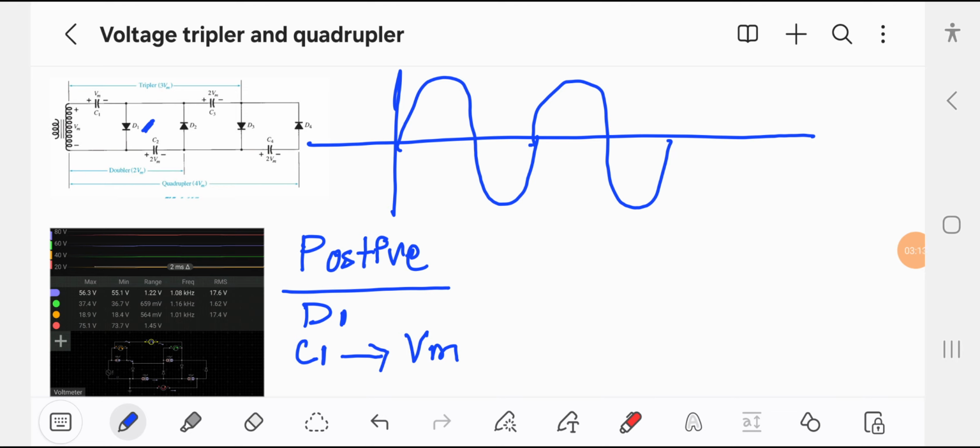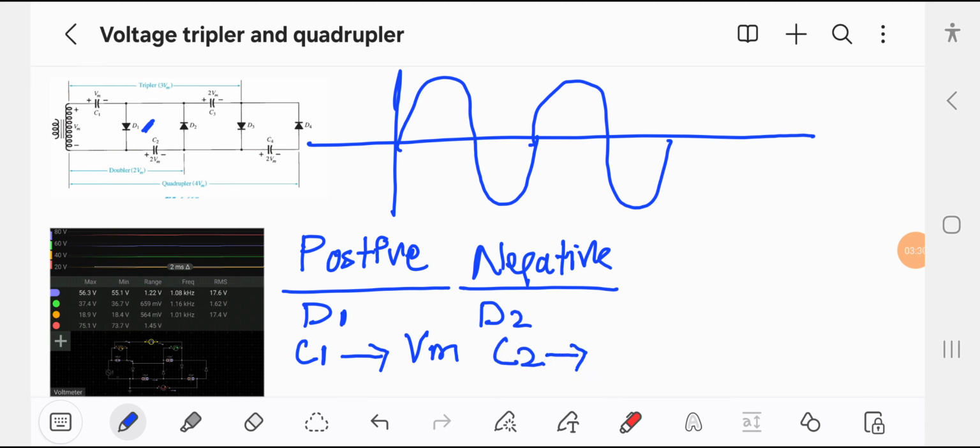During the negative half pulse, D2 will start conducting. So we charge the capacitor C2 up to 2 Vm, 2 times the input voltage, because during the positive pulse C1 charged to Vm, which adds up with the input voltage and gave us an output voltage of 2 Vm, which charged the capacitor to 2 Vm.